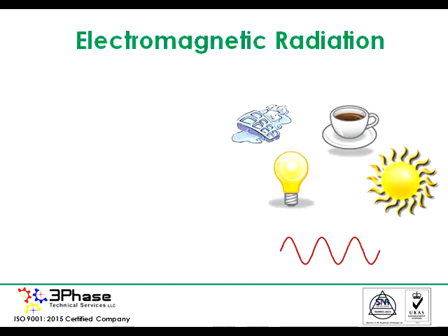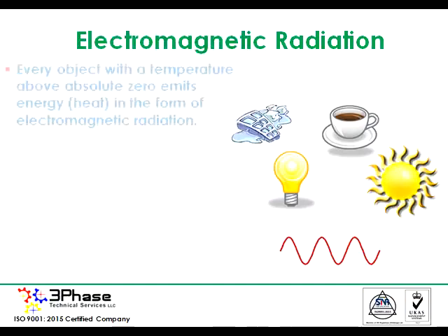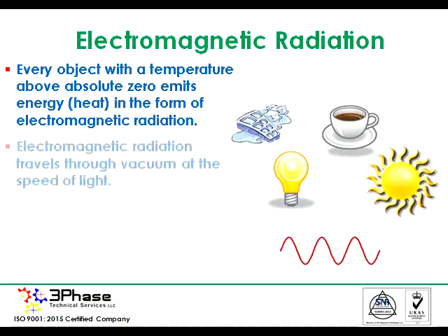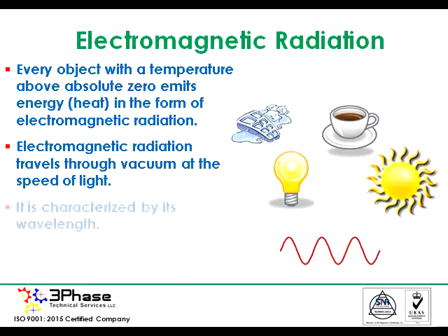Electromagnetic radiation. Every object with a temperature above absolute zero emits energy, heat, in the form of electromagnetic radiation. Electromagnetic radiation travels through vacuum at the speed of light. It is characterized by its wavelength.